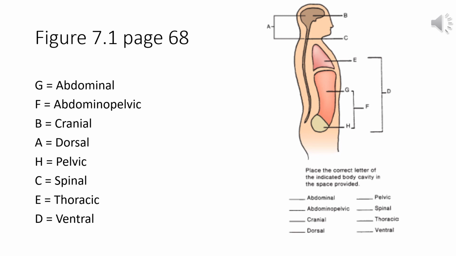G is pointing to the abdominal cavity. H is pointing to the pelvic cavity. G plus H would be the abdominal pelvic cavity. E plus F would be D, the ventral body cavity. Okay, I did them out of order. G, F, B, A, H, C, E, D. Hopefully you got them on your own, though.